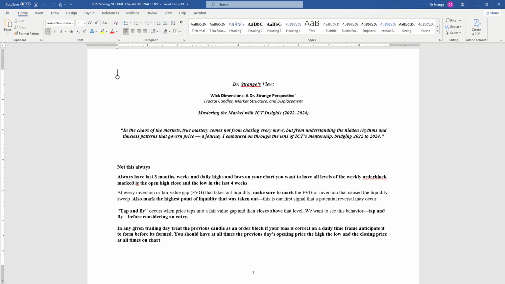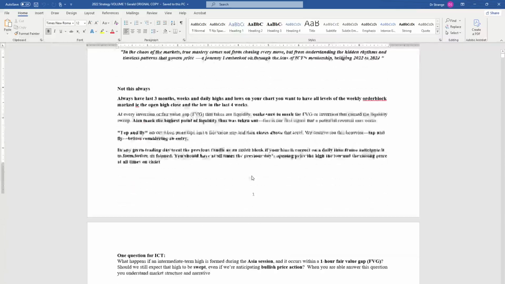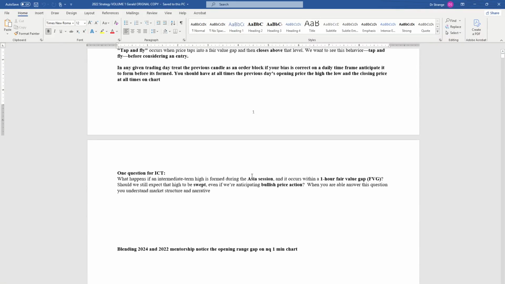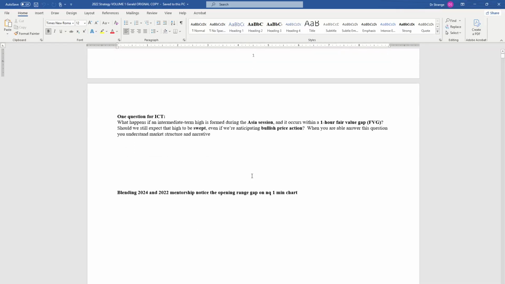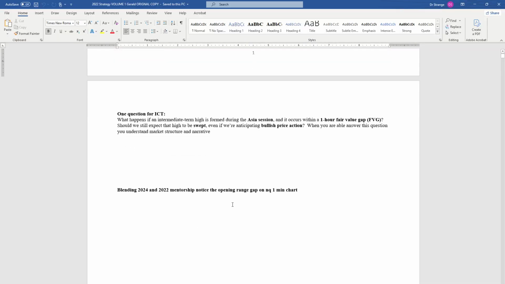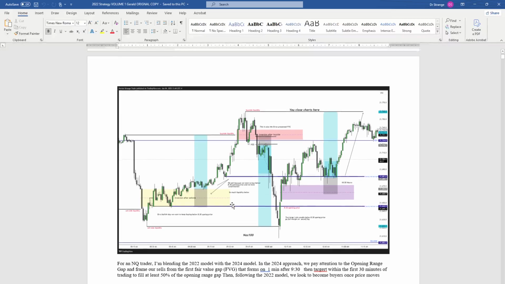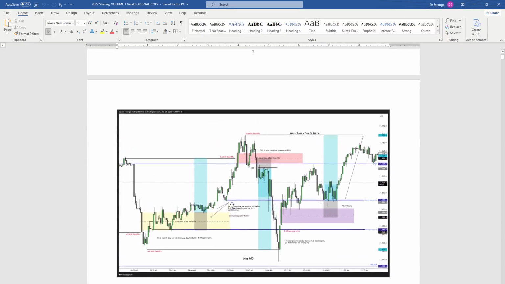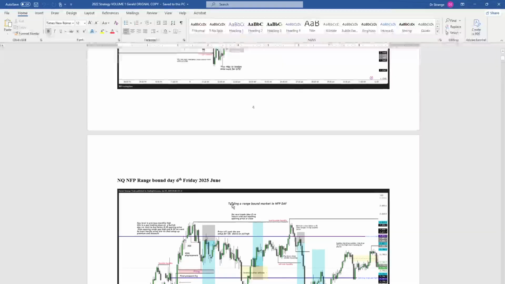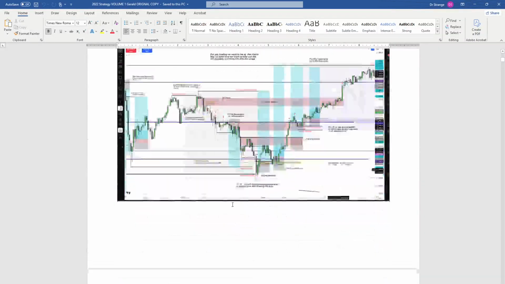And there's what we call tap and fly, when you price it, say this is like an institutional order flow entry drill. We will say that. So you want to have a Word document and record all your observations. Now, blending 2024 and the 2022 mentorship, this is what we call the 2022 mentorship. Let's see where I started from.